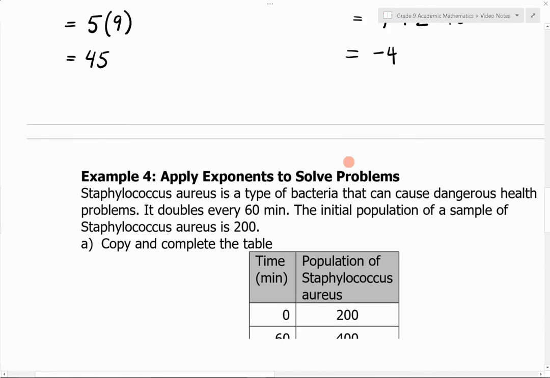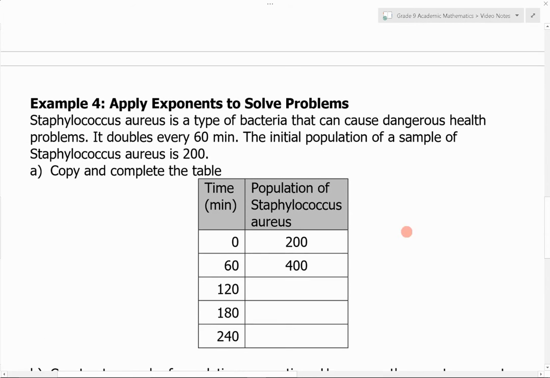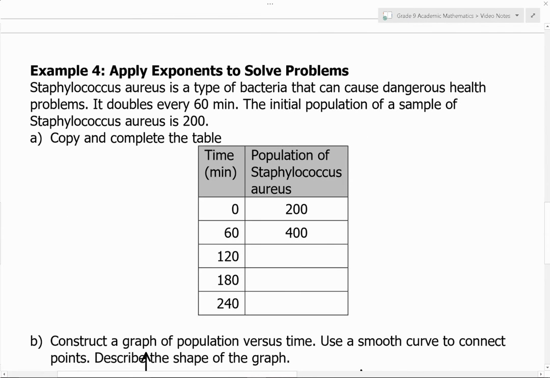Okay, example number 4, let's do a word problem, applying exponents to solve problems. Here we have a type of bacteria that can cause a dangerous health problem. It doubles every 60 minutes as the population doubles. The initial population, the starting population, is 200. So it starts off with 200 bacteria.